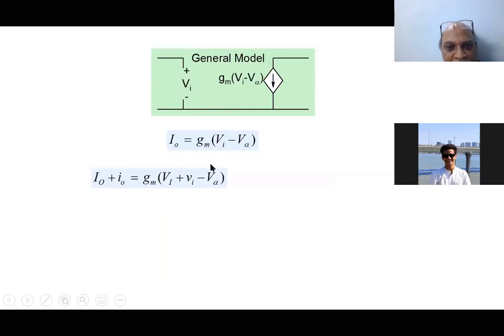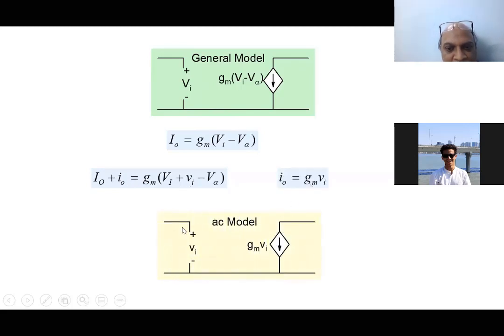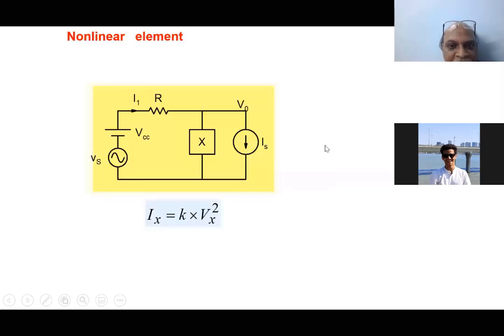We change the input voltage by a small amount, let's say vi. V alpha is a constant. The current I naught flowing here will change by a small amount i naught. Therefore, we are looking for a relationship between small i naught and vi, which is nothing but i naught equal to Gm vi. And therefore, we can represent it by this model here. All right, let's go forward.